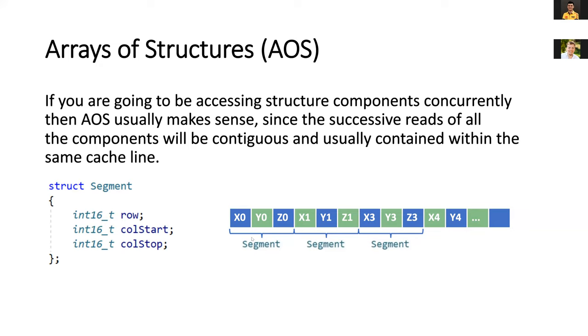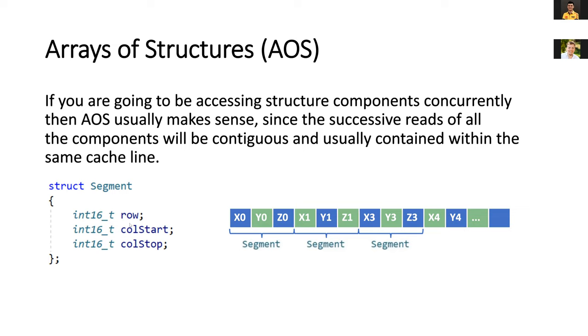So if you look at the memory, we can see that all of the elements are laid out like so. We have segment, segment, segment, one by one. If we are accessing structure components concurrently, then this makes sense, because if we access, for example, the row, col starts, and col stops each time, the elements will most probably be in the same cache line, and that in terms of speed is great.